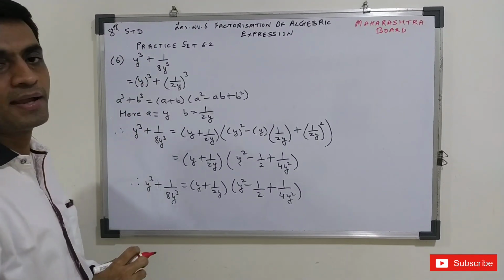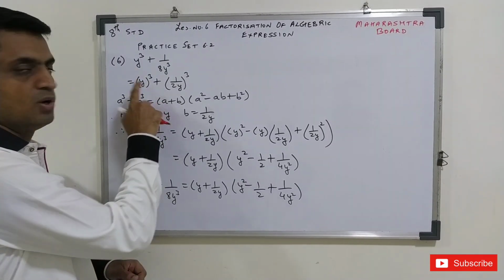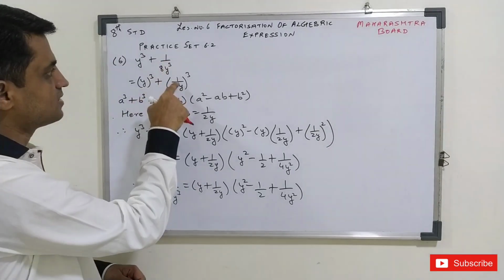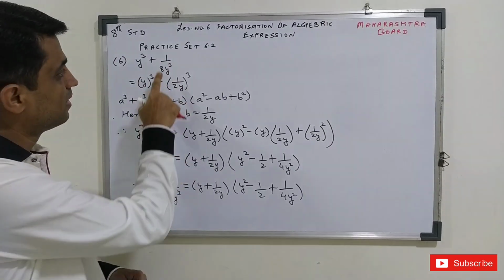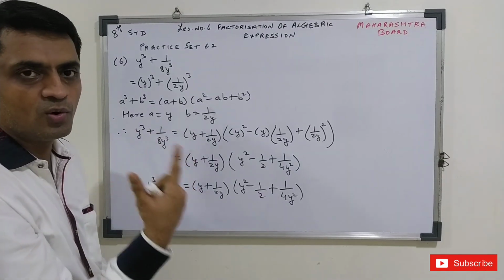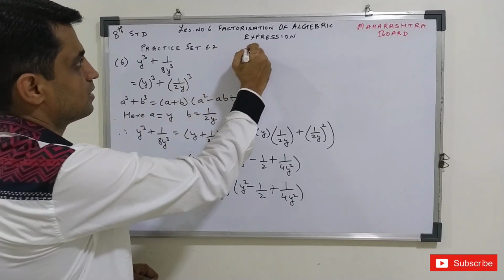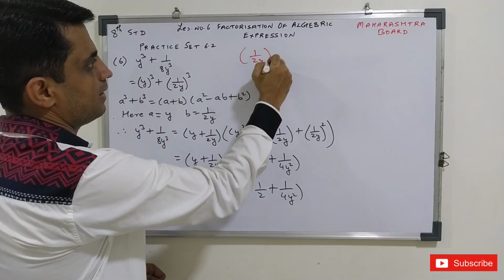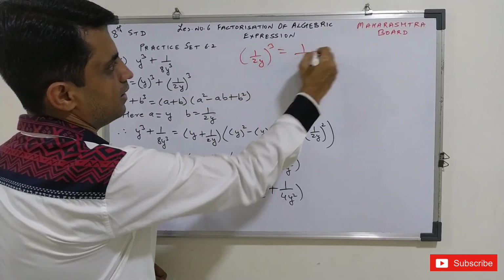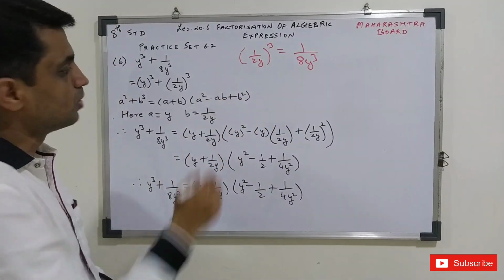Sixth sum, y cube plus 1 upon 8y cube. y is a cube of y, 1 is a cube of 1, so 1 as it is. But 8 is a cube of 2. 2 2s are 4, 4 2s are 8, and y. This will become a whole cube, because if you open this bracket, again what will you get? 1 ka cube is 1, 2 ka cube is 8, and y ka cube is y cube. So the meaning is one and the same.